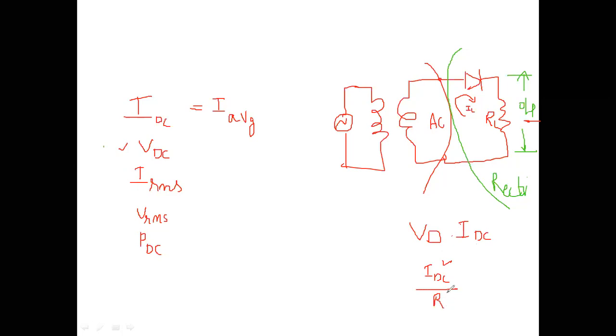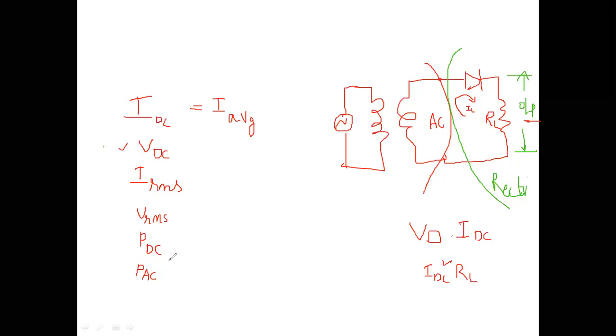Sorry. IDC square into RL. I square R. Power P equal to I square R. So V equal to I into R, IDC into R, IDC square into R, RL, the load resistance here. So I'll get PDC. Since I am able to find this IRMS, VRMS, I can easily find PAC also. Power AC.